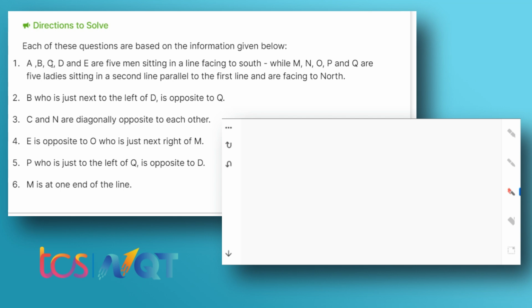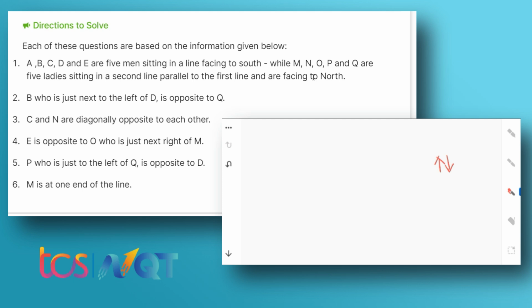Each of these questions is based on the information given below. The first instruction is: A, B, C, D and E are five men sitting in a line facing south, while M, N, O, P and Q are five ladies sitting in a second line parallel to the first line and facing north. So ladies are facing north and men are facing south. The second instruction is B is just next to the left of D.